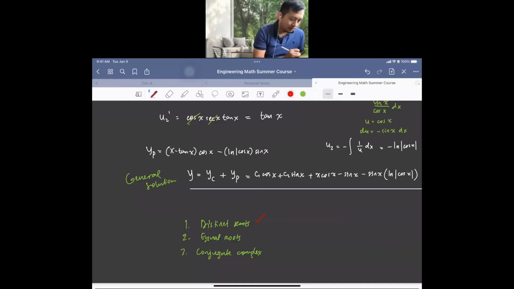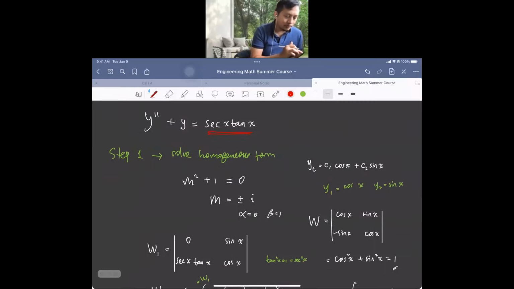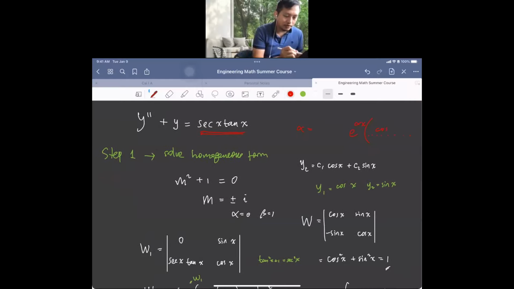When you have equal roots, remember the rule of multiplicity. When you have duplications, you need to multiply with x, and if you still have duplication, you need to multiply again with x. So x squared, x cubed, x to the fourth, and so forth. For the conjugate complex, you can solve it through Euler's formulation. In this case alpha is 0. Whenever you have alpha, it will be in terms of e to the alpha x, and in front of the beta there is cos and sine.